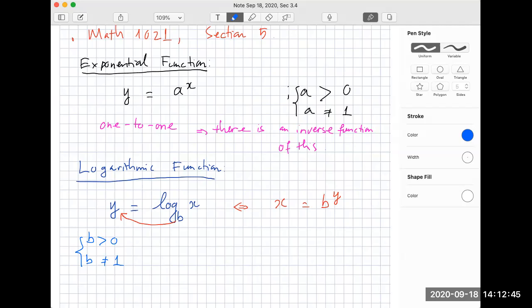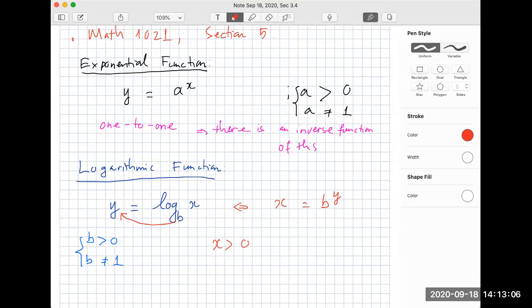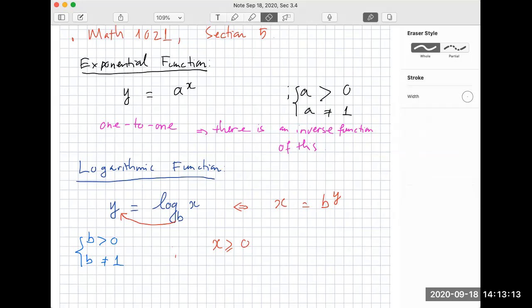Because b is a positive number, raised to any number, it will always be positive. That is why x is equal to a positive number. Therefore, x is always positive, larger than 0.